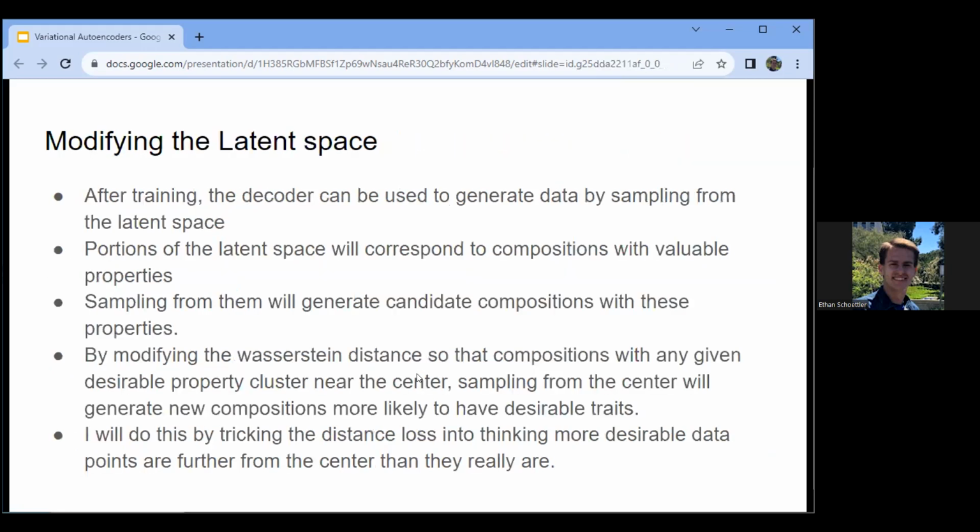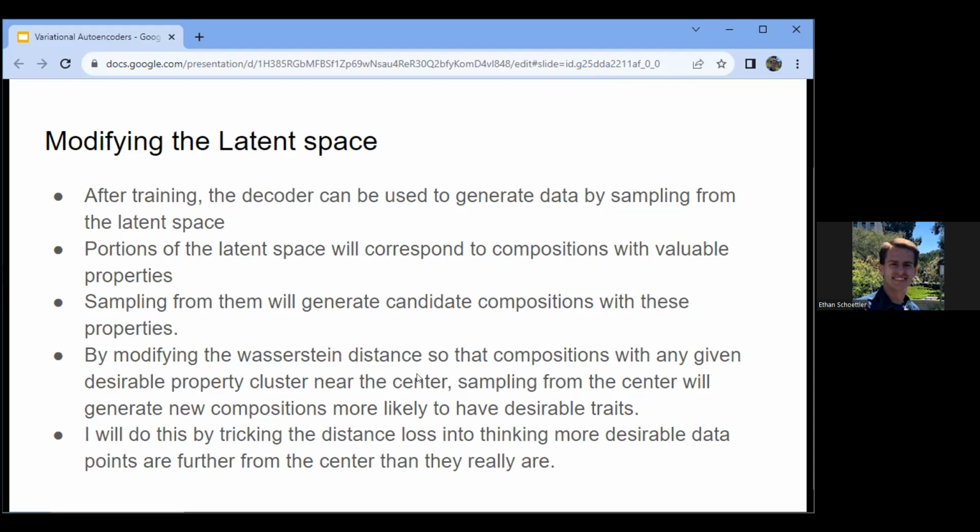Then what I was thinking is, since we're working with entropy alloys, I would train the autoencoder to have a latent space about 1 or 2 dimensions smaller than the sample space. This is so it would effectively model how the data is distributed without overfitting. But what I would try to do is make sure the data points with desirable traits cluster in the middle. This is so once I'm done training, I could sample from the center of the distribution when I repurpose the decoder and the latent space as a generator.